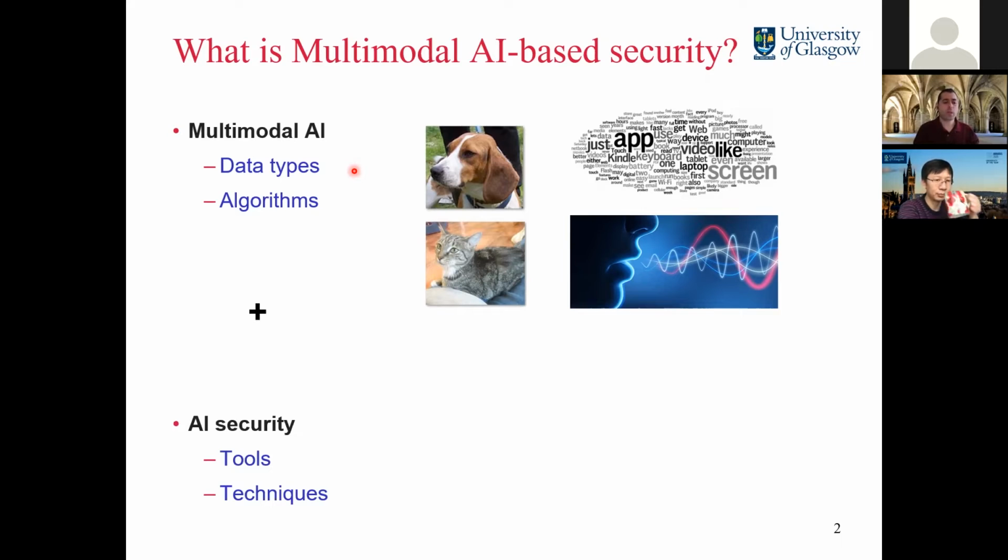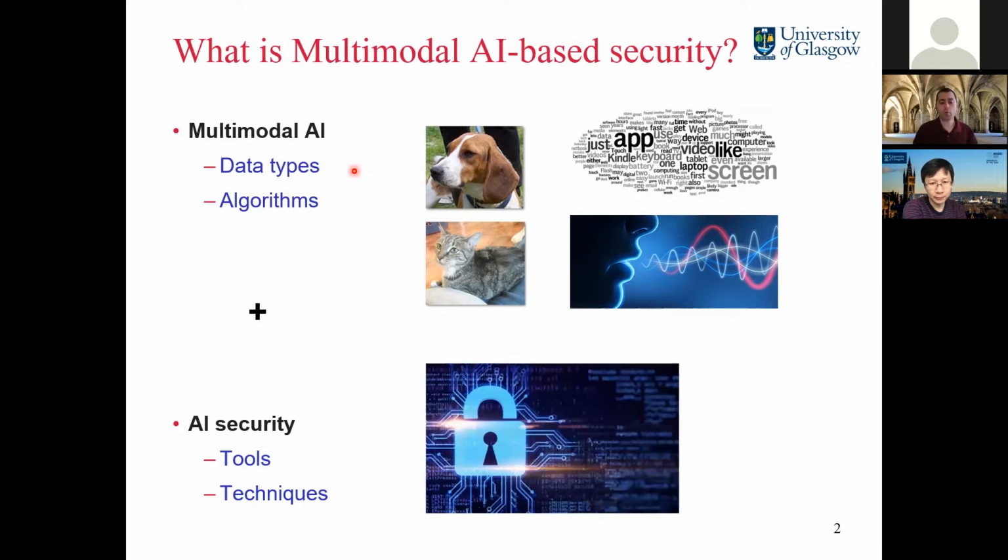On the other hand, we have AI security, which is essentially using tools and techniques based on AI to provide security, or in this case, cybersecurity. So the objective here is to detect and also to react against attacks, cybersecurity attacks. Okay, so our project basically is composed of these two parts.